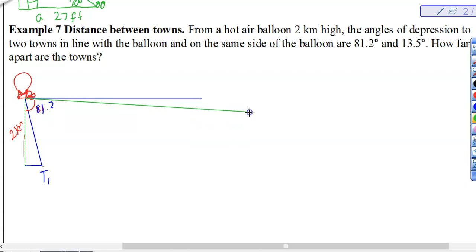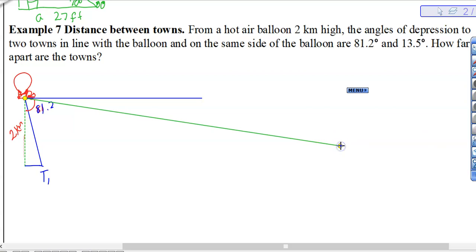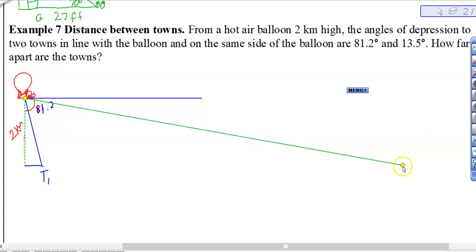Stop. Horizontal, and I'm depressing 13 degrees. Let me know. There? Okay, so let me extend that out a bit. Yeah? Well, I'm trying to draw something that's somewhat to scale. So you're thinking this is about 13.5 degrees.